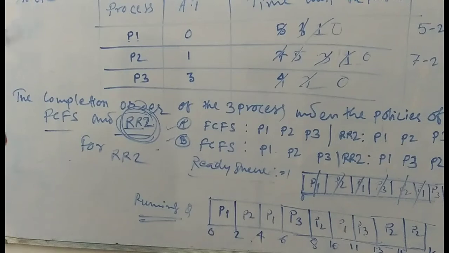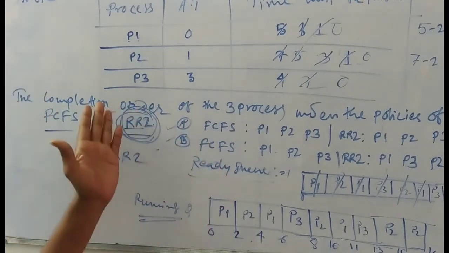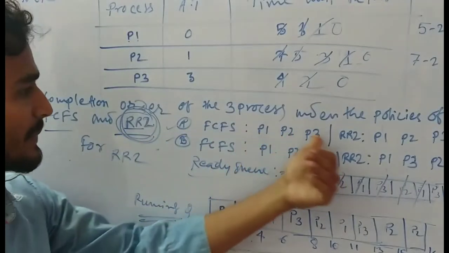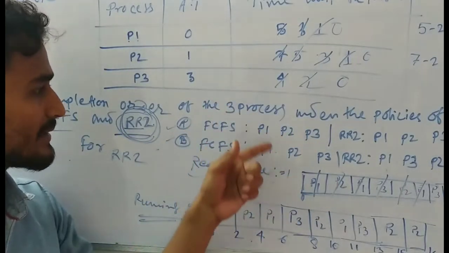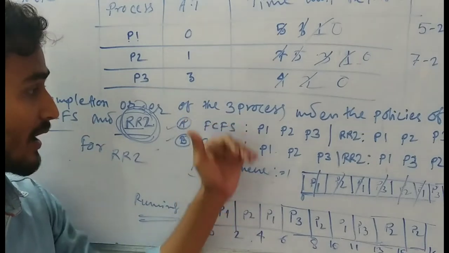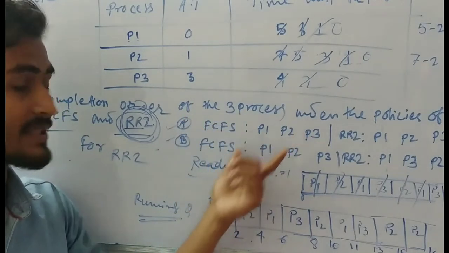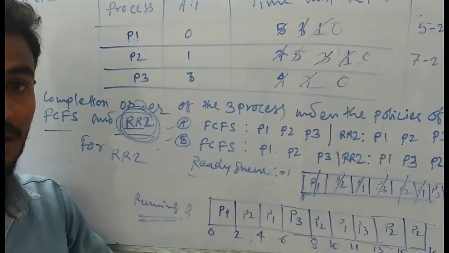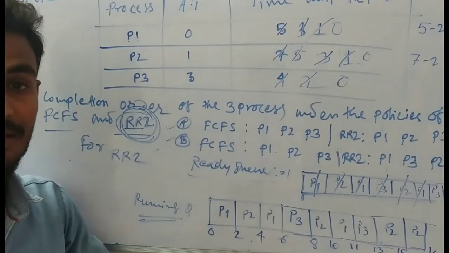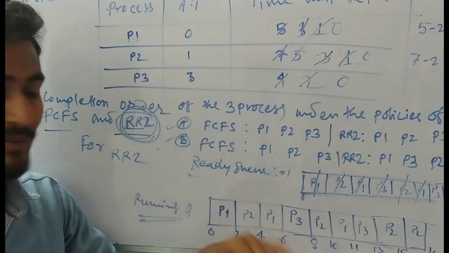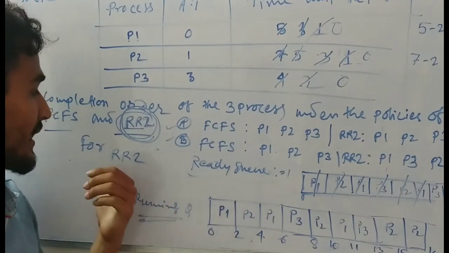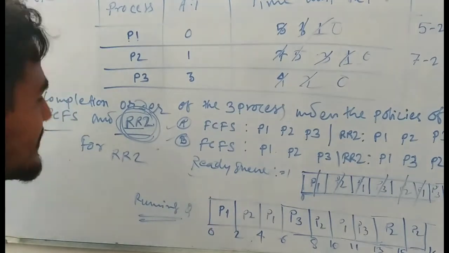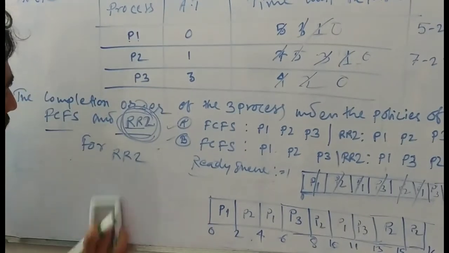Okay, now the completion order of the 3 processes under the policy of FCFS is P1, P2, P3. So one answer is actually right, but we are confused between 2 options because both are actually the same with respect to the FCFS algorithm. But to find the best or correct result, now check the completion order of the round robin algorithm with quantum time 2.